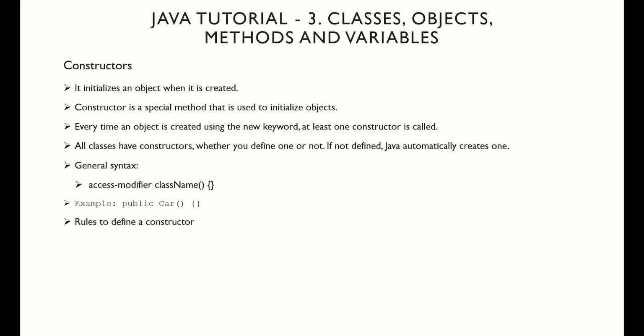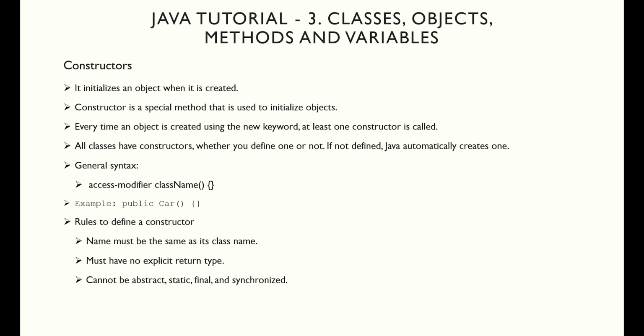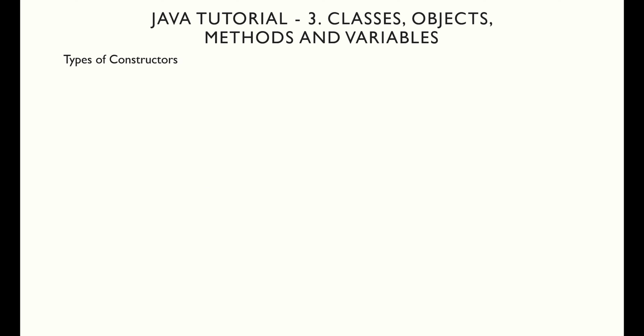What are all the rules to define a constructor? A constructor name must be the same as its class name. A constructor must have no explicit return type. A constructor cannot be abstract, static, final, or synchronized. In a larger perspective, we can define two types of constructors: default or no arg constructor and parameterized constructor.